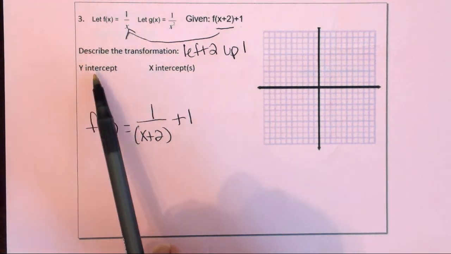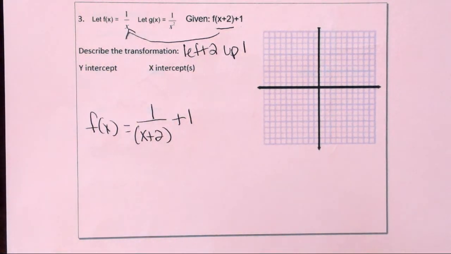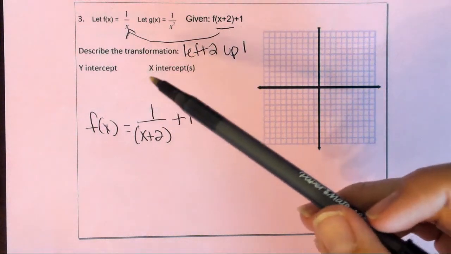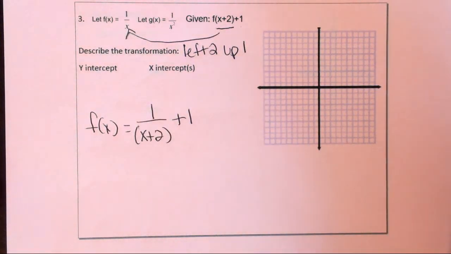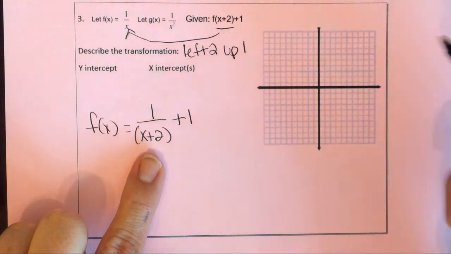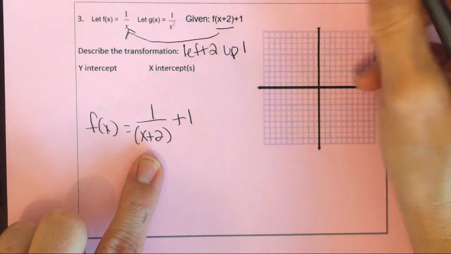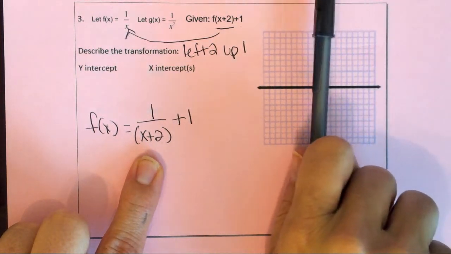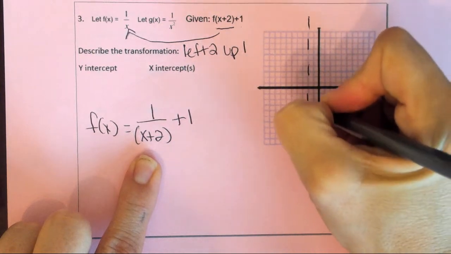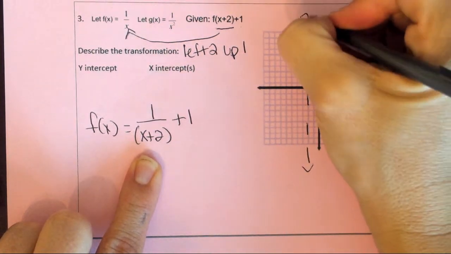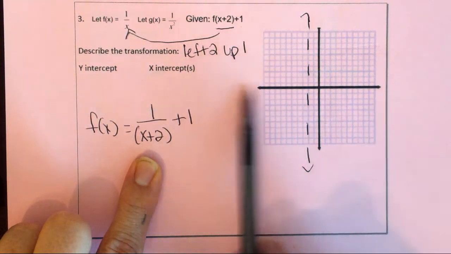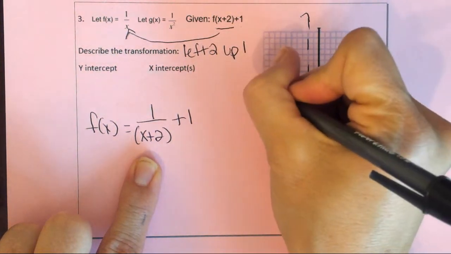And then what they want me to do is find my x and y intercepts. There's a couple ways to do this. You can do it by looking at a graph, or you can do it by plugging in. I always like to see if my graph works first, so that's where I'm going to start. It says plus 2, so I'm going to go left 2. My original vertical asymptote is on the 0, but now I'm going to put it at negative 2. And my original horizontal asymptote is at the x-axis, but now I'm going to go up 1.